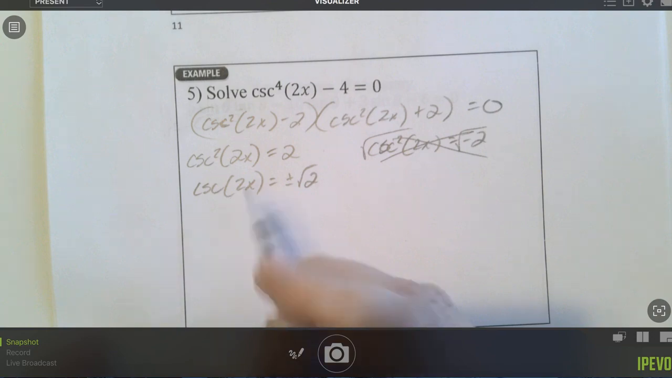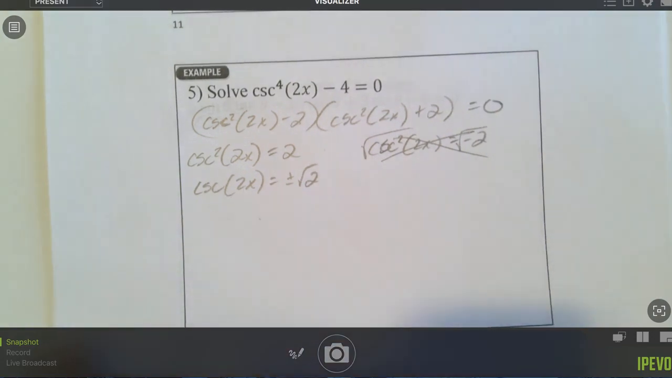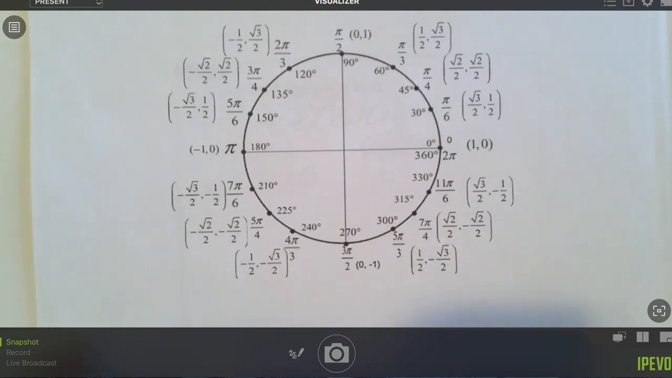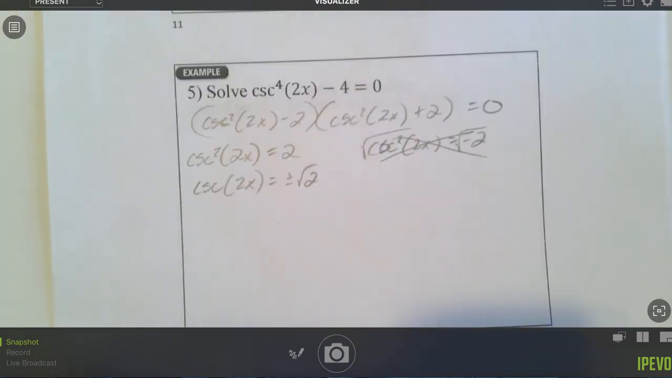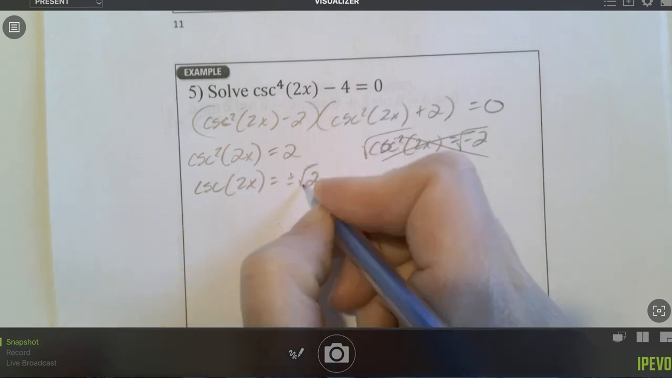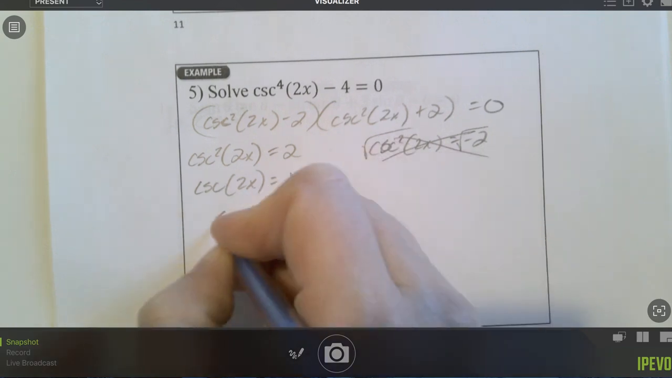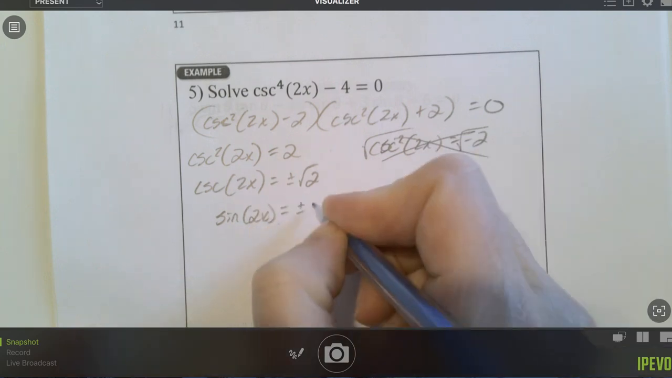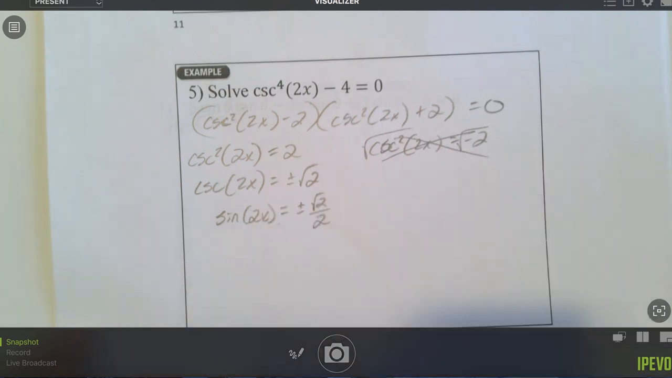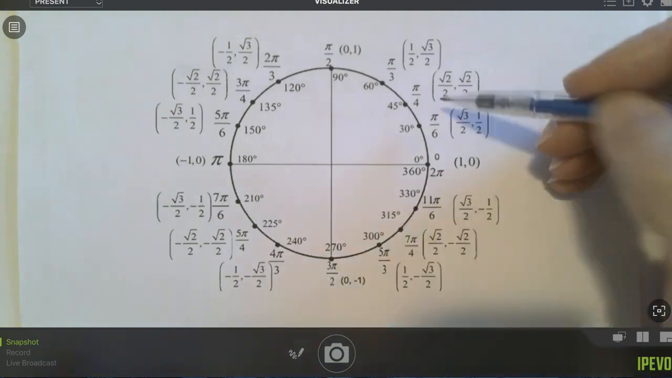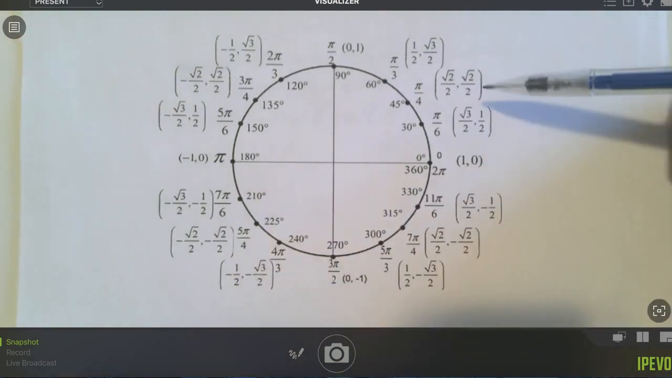Now this is a little bit weird because when we look at our unit circle, we don't have any square roots of 2. We also don't have any cosecant. So instead of the cosecant, let's think about the reciprocal function. If the cosecant is equal to plus or minus the square root of 2, then the sine of 2x is going to be the reciprocal of that, which would be plus or minus the square root of 2 divided by 2. So now we just have to look on the unit circle, where is the sine positive root 2 over 2 or negative root 2 over 2?